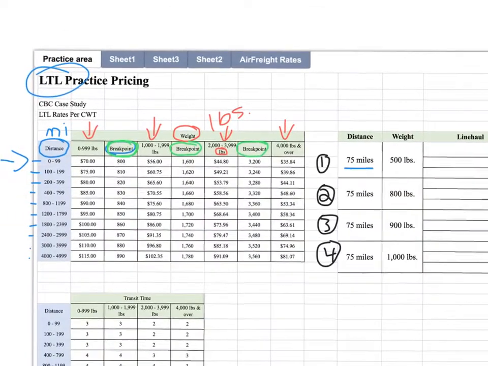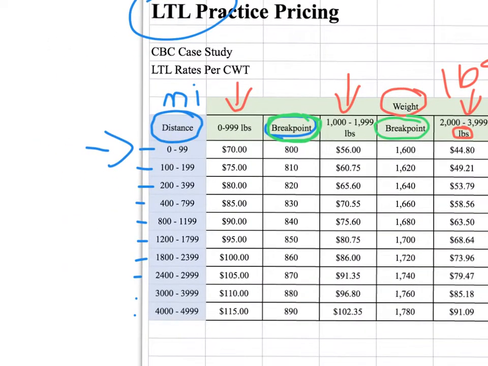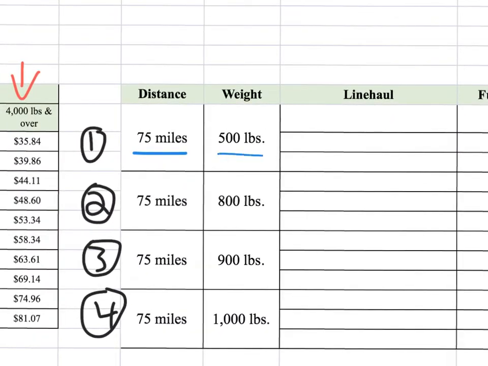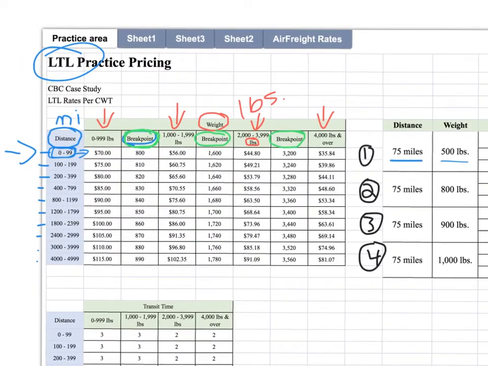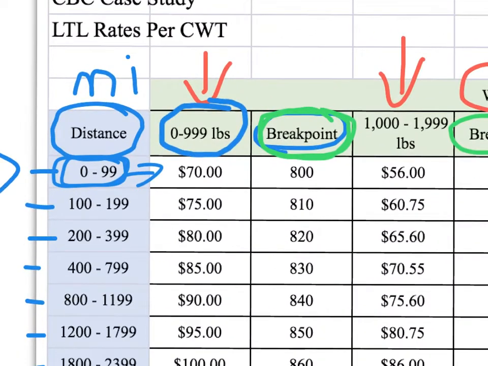So we're going to go back over to our table here, and we're going to look and see where that would apply. So obviously 75 miles falls in the first bracket here. So we know we're going to be using this row. Okay, the next thing to look at is our weight. So in this scenario, we have 500 pounds. And again, we're simply going to look at our table, and we're going to say, okay, I'm in this very first bracket of 0 to 999 pounds. 500 pounds fits nicely in there. So my rate, as I zoom in here, my rate is $70. That's this rate right here, $70.